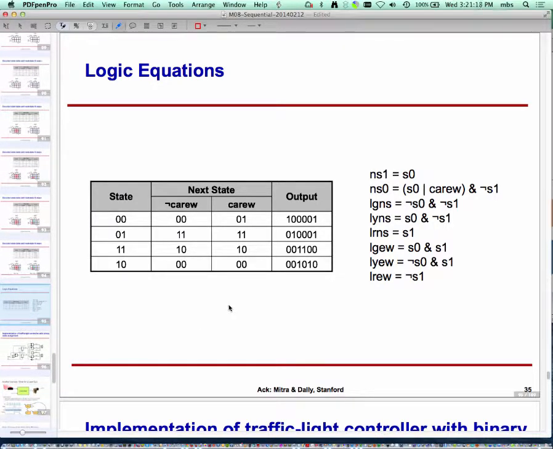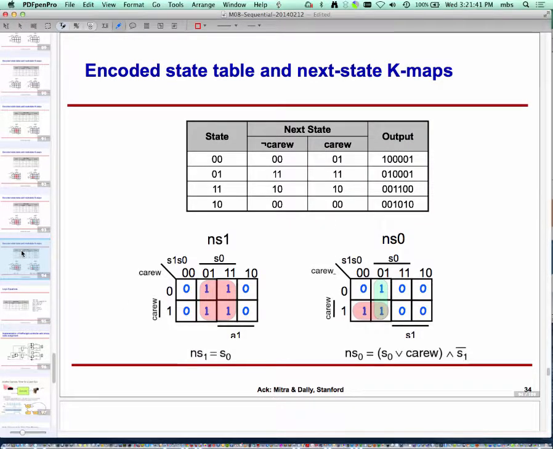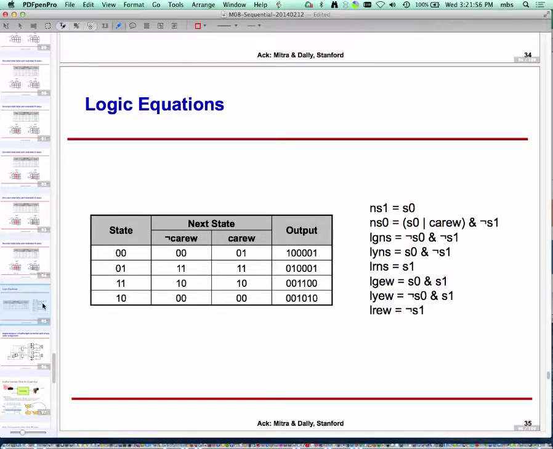Eventually, if you work things out, you would see that the logic equations end up looking like this. Next state 1 is S0. Next state 0 is S0 or car east-west and not S1, where S0 is the 0th bit of the current state. I will not walk through it. This is stuff that you should be able to do based upon what we have learned thus far. Basically, we have 2 Karnaugh maps shown, one for the upper bit of next state, one for the lower bit. I have not shown the Karnaugh maps for the 6 output bits, but you can draw them in a similar fashion, and eventually you will end up with those equations.